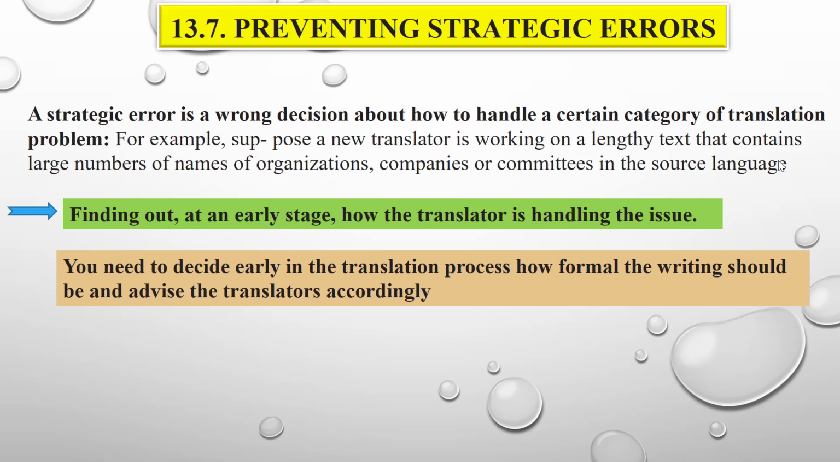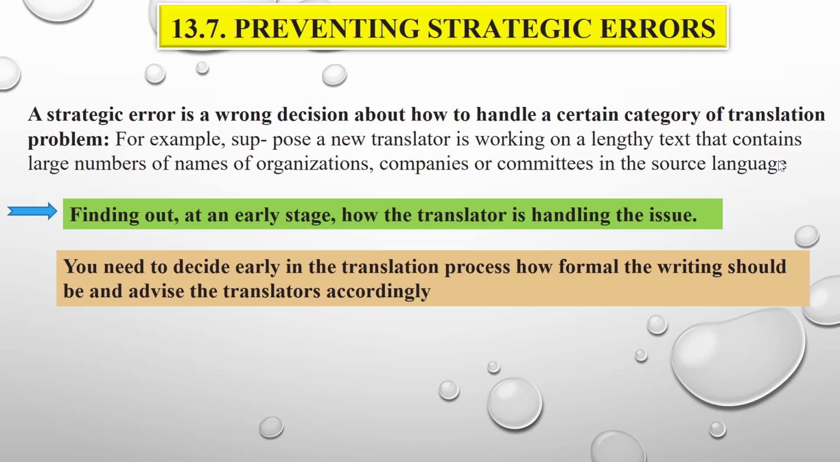For example, suppose a new translator is working on a lengthy text that contains large numbers of names of organizations, companies, or committees in the source language. There are many ways such proper names can be handled, but it may be that some of them are not appropriate in the text at hand. It is therefore important to find out at an early stage how the translator is handling this issue.